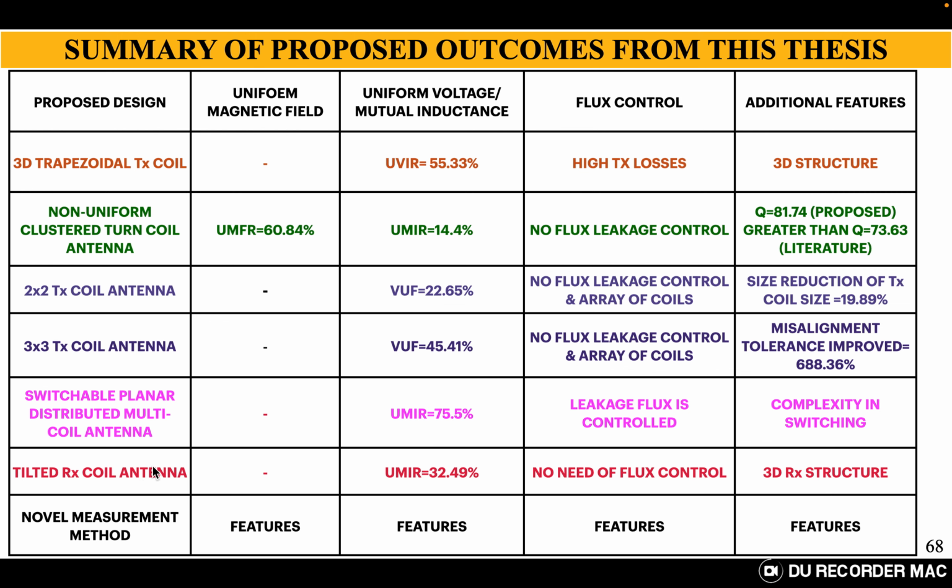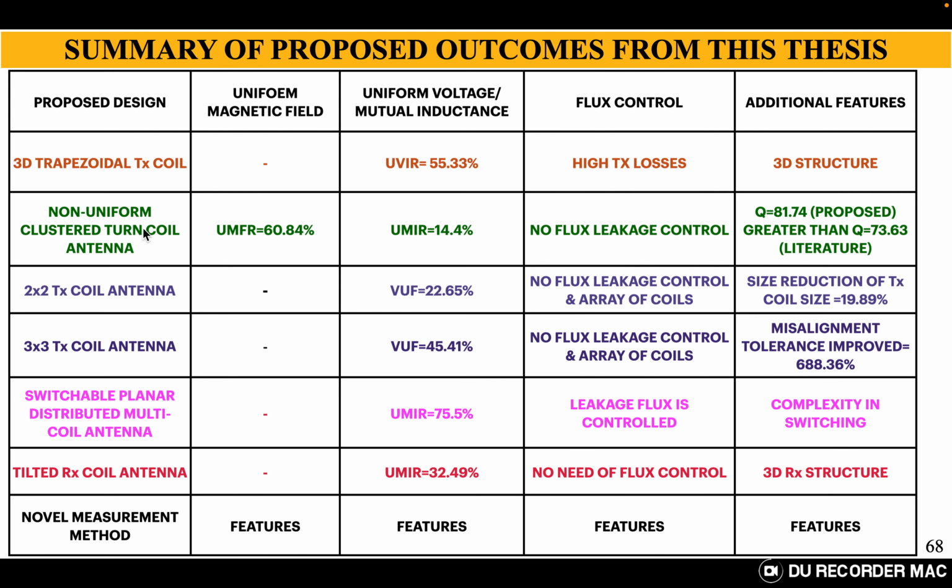Now what you can see clearly, if you observe the 3D trapezoidal transmitter coil antenna, is that the uniform induced voltage we have received is 55.33%, which is very high. But what is the disadvantage? There is no flux control, that means there are high transmitter losses. And also, being a 3D structure, it is very difficult to practically realize that design. So that is the disadvantage. Because of these disadvantages, irrespective of very good misalignment tolerance, as we can see over here, this design cannot be employed in many practical applications.